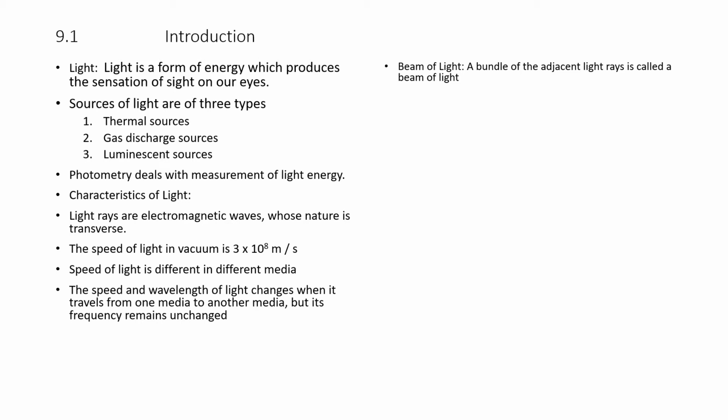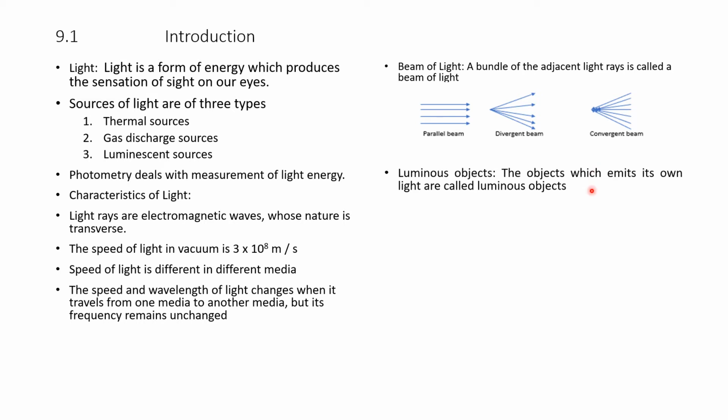Beam of light. A bundle of adjacent light rays is called a beam of light. There are three types of beams. One is parallel beam, wherein the light rays travel parallel to one another. Divergent beam means from one point the rays of light diverge or spread out. And convergent beam means all the light rays are focused to a single point.